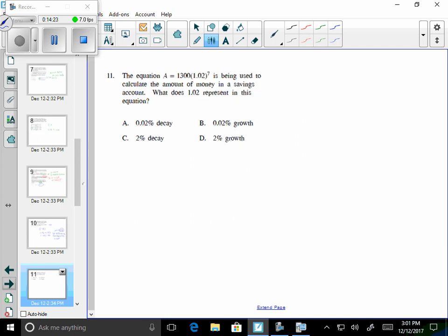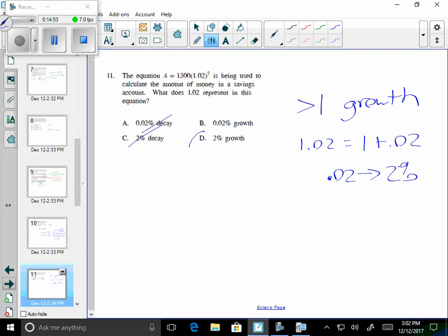The equation A equals 1,300 times 1.02 to the t is being used to calculate the amount of money in a savings account. What does the 1.02 represent? Well, anything greater than 1 is growth. So that gets rid of choice A and choice C. And now you have to remember, 1.02 really came from 1 plus 0.02. 0.02 as a percent is 2%. So make sure you take that decimal and convert it back into a percent.